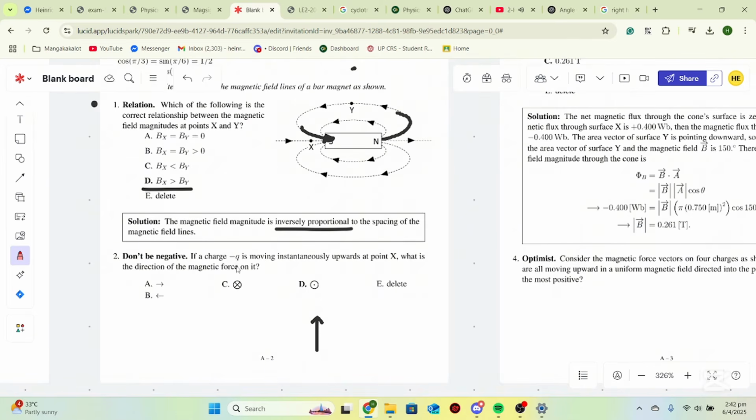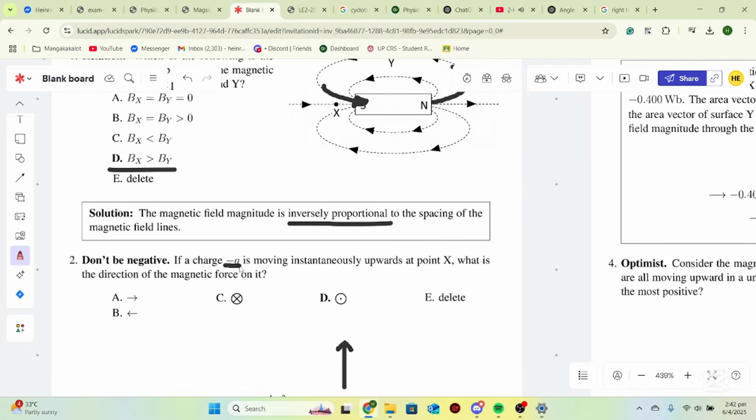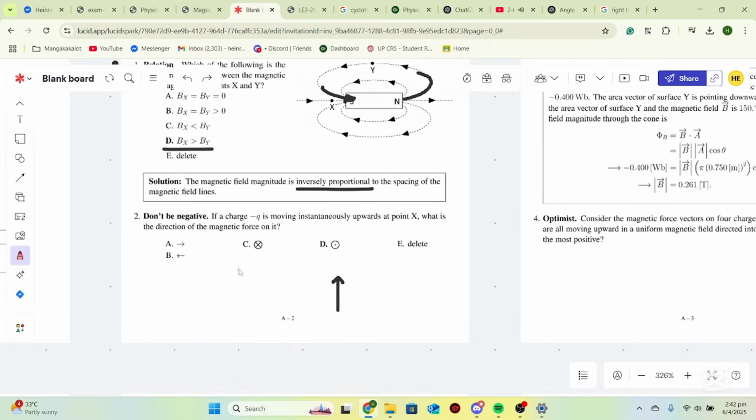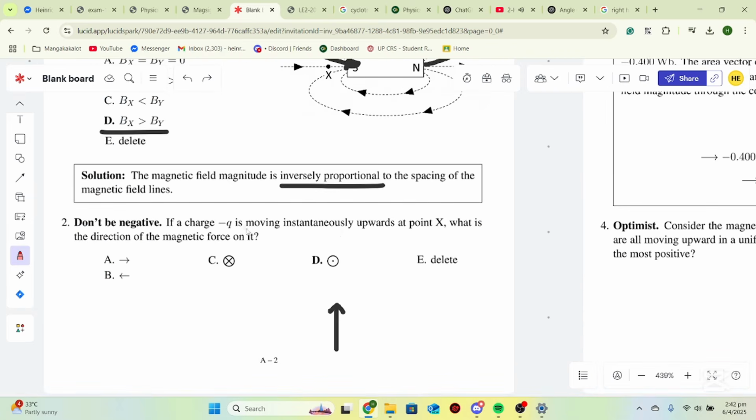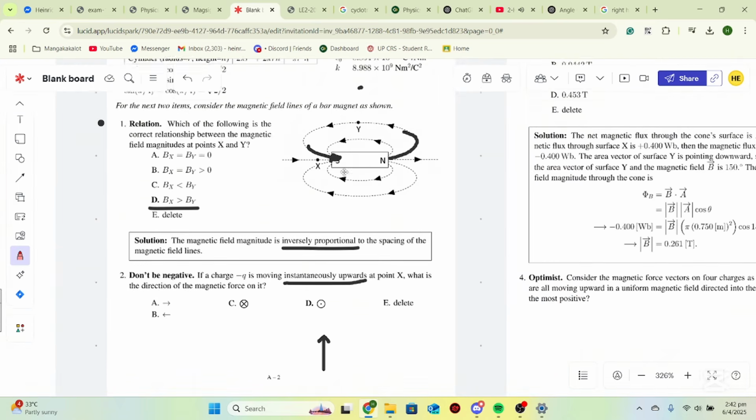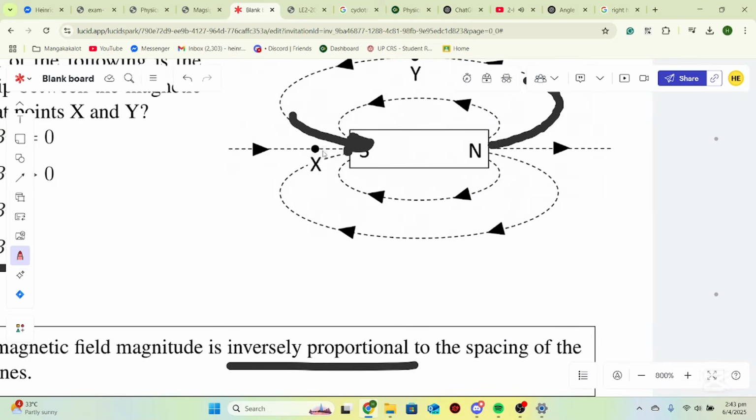Okay, for number two, if a negative charge Q is moving instantaneously upwards at point X, what is the direction of the magnetic force? First things first, it says negative Q. If it's a negative charge, we're not using the right hand rule, but the left hand rule. It's the same thing as the right hand rule, but you use your left hand. Moving instantaneously upwards at point X, the magnetic field line is towards the right.